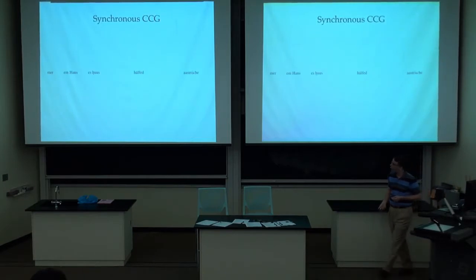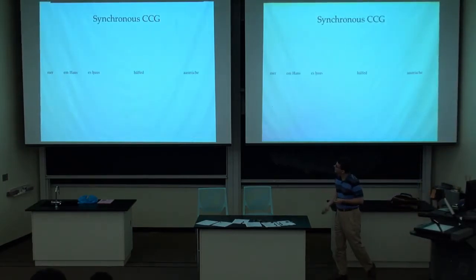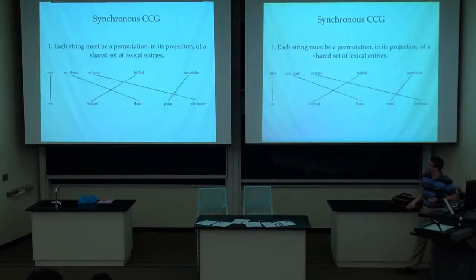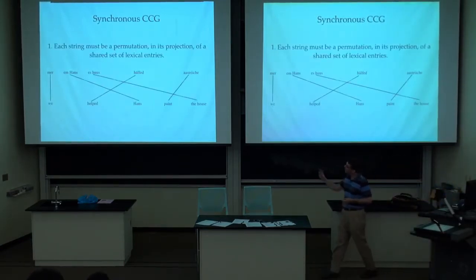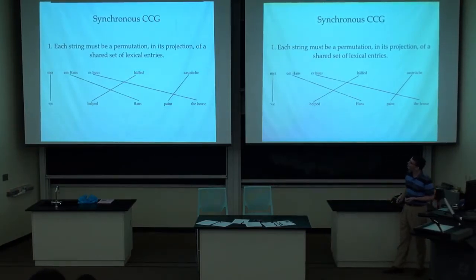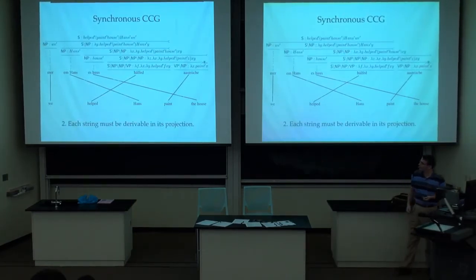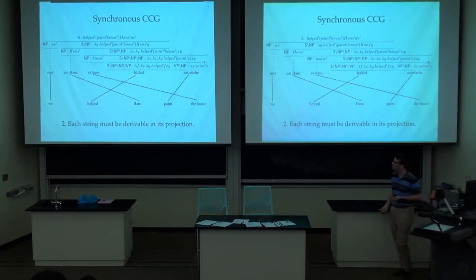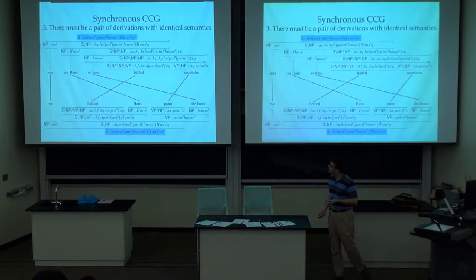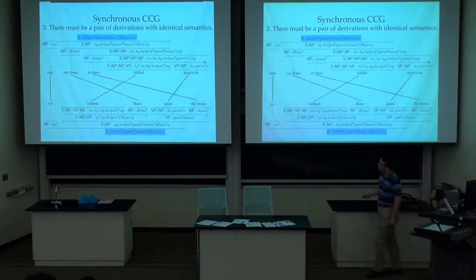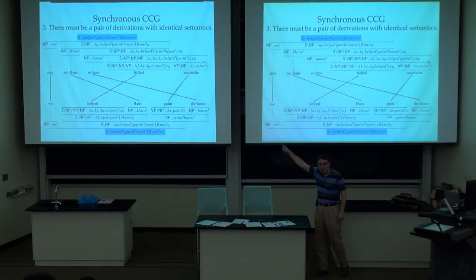Okay, so here's the intuition. Given a pair of sentences, if I want to recognize whether a string pair is generated by the synchronous CCG, each string must be a permutation in its projection of a shared set of lexical entries. That just means I have to define an alignment. Each string has to be derivable in its projection. And they must have a pair of derivations with identical semantics, right? This is what we want out of a formalism.